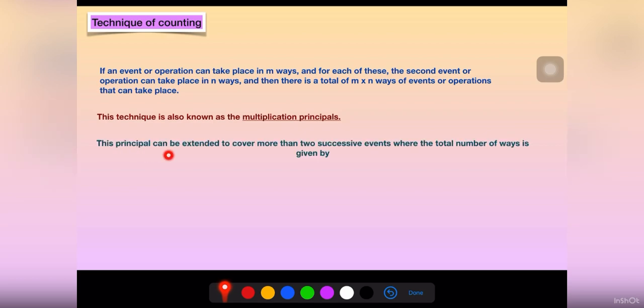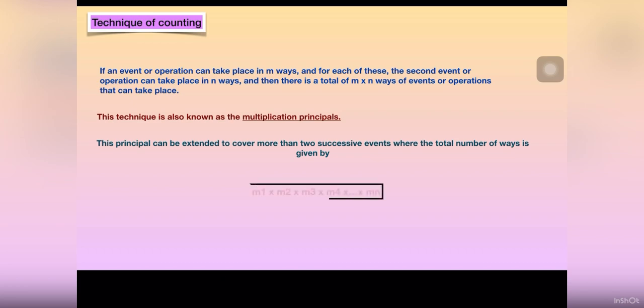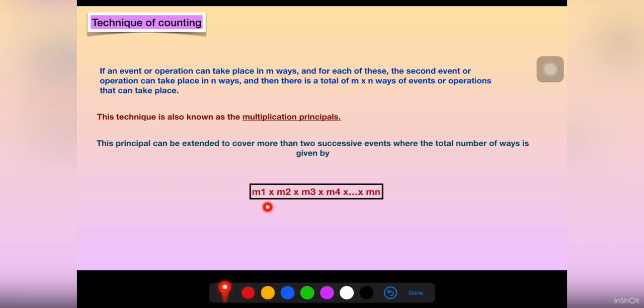This principle can be extended to cover more than two successive events, where the total number of ways is given by m1 times m2 times m3 times m4 times ... until times mn.